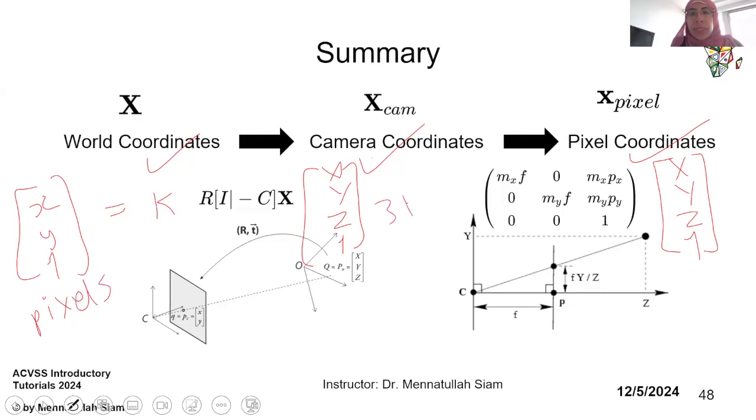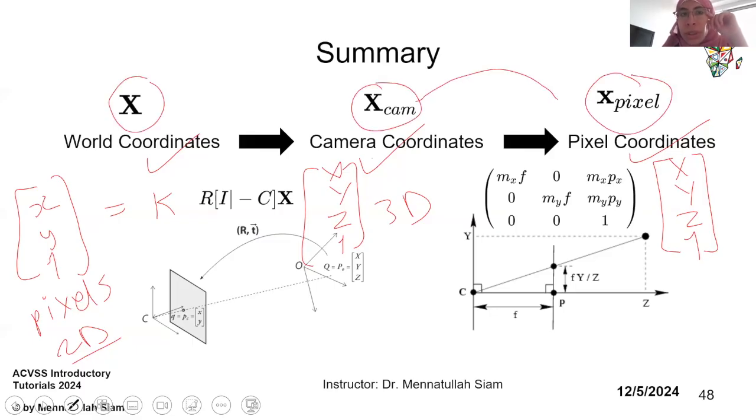So going from 3D to 2D in pixel coordinates. Yeah, let me know. Does anyone have any issue with the pipeline itself, like how we went from this to this, and from this to this as well?